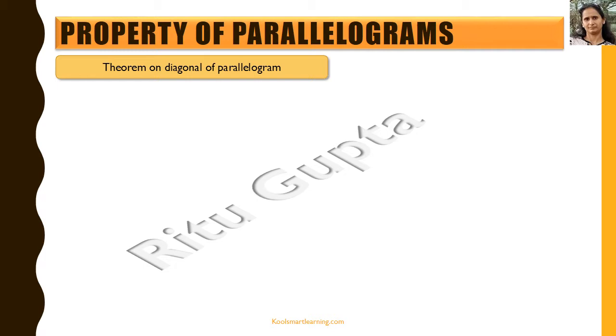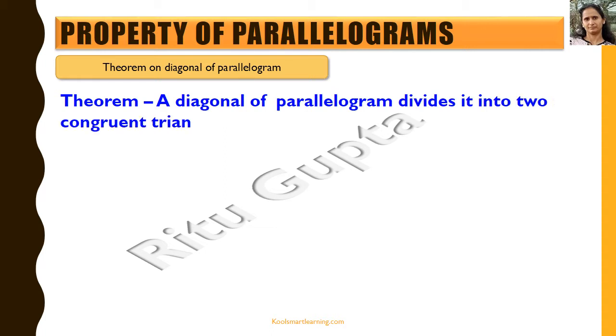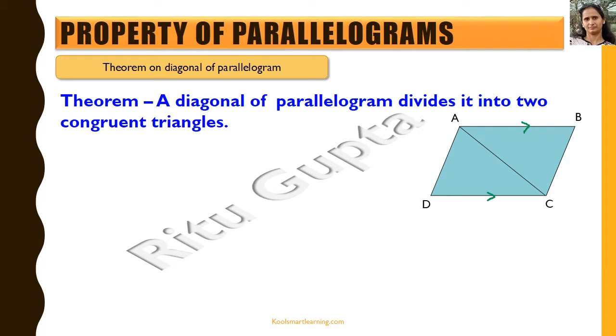So friends, let's take the first theorem, which is related to the diagonal of a parallelogram. The theorem states that a diagonal of a parallelogram divides it into two congruent triangles. So let's take this parallelogram ABCD, where AB is parallel to DC and AD is parallel to BC, and AC is the diagonal which divides this parallelogram into two triangles, ACD and ACB.